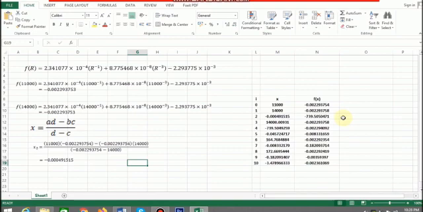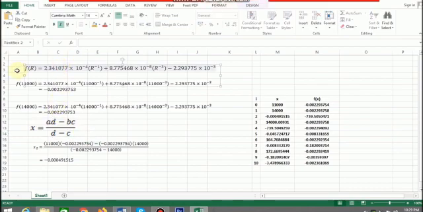Hello everyone, my name is Andy Paran, my matric number CE180019. Today I'm going to show you an example of how to solve the secant method in Excel. The secant method can be defined by using the formula x equals (AD minus BC) over (D minus C). From that, f(R) represents the equation from the journal. So R represents the root from the journal, which is 11,000 and 14,000.